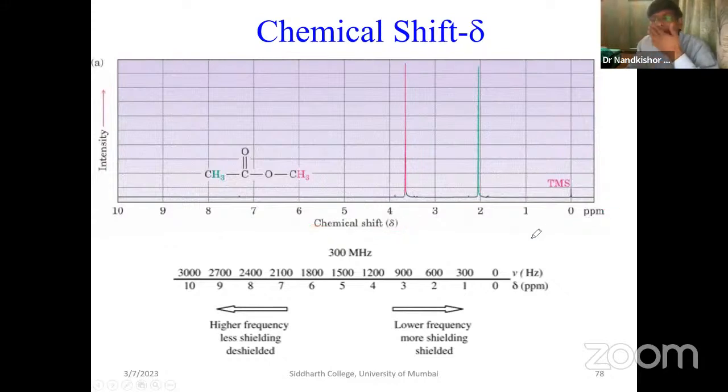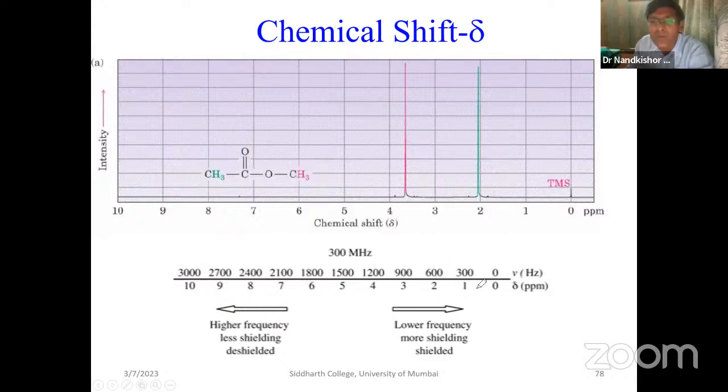Now, the actual scale of NMR spectroscopy is in hertz, because we use hertz as a frequency, since we are using light. But suppose you use a 100 megahertz instrument, a 300 megahertz instrument, a 400 megahertz instrument, or a 500 megahertz instrument, each time the scale would change. And every time the instrument is changed, the readings will change. So it would be a mess.